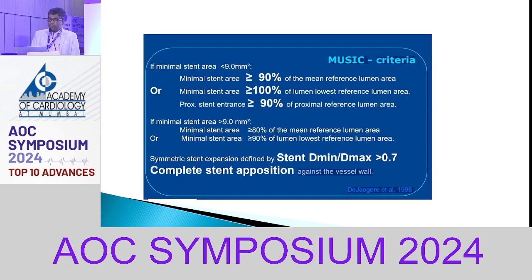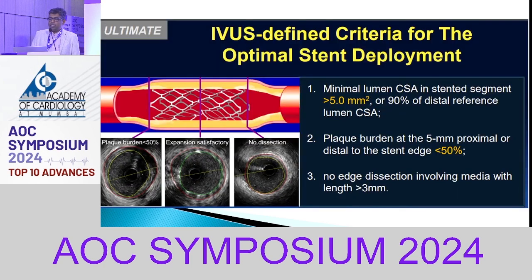How to use? Now this was the MUSIC criteria, this was an old criteria, this only talked about the optimization of the stent diameter, it didn't talk about the stent edges and complications. So this was the criteria, 9 millimeters is a very big area, anybody will tell you it cannot be achieved. Now this is the commonest criteria which has been used, Ultimate criteria: minimal lumen CSA more than 5 millimeters square or 90% of distal reference cross-sectional area. Plaque burden at 5 millimeter proximal and distal of stent edge less than 50% and no edge dissection involving media with length more than 3 millimeters.